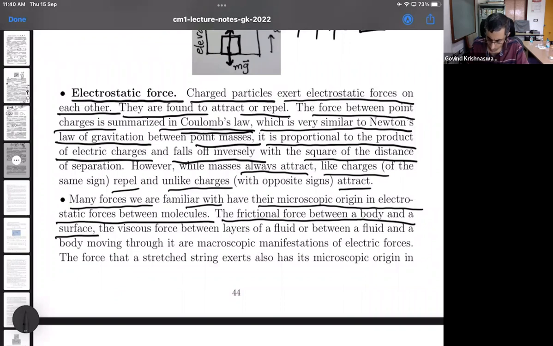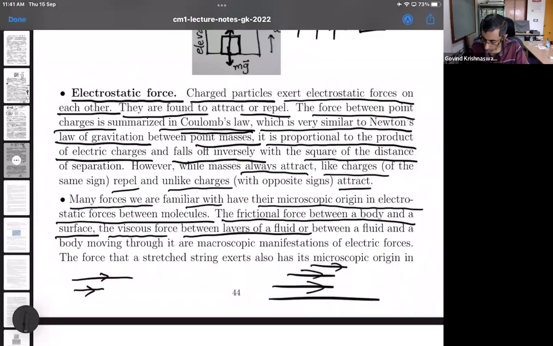There's another force called viscous force, the viscous force between layers of a fluid. If you have a layer of fluid in motion above a surface, so you have a surface and fluid moving over it, then one finds that the fluid velocity, when you approach the surface, becomes smaller and smaller. And at the surface, the fluid basically sticks to the surface, and there is no velocity at all. So this is attributed to viscosity with the surface.